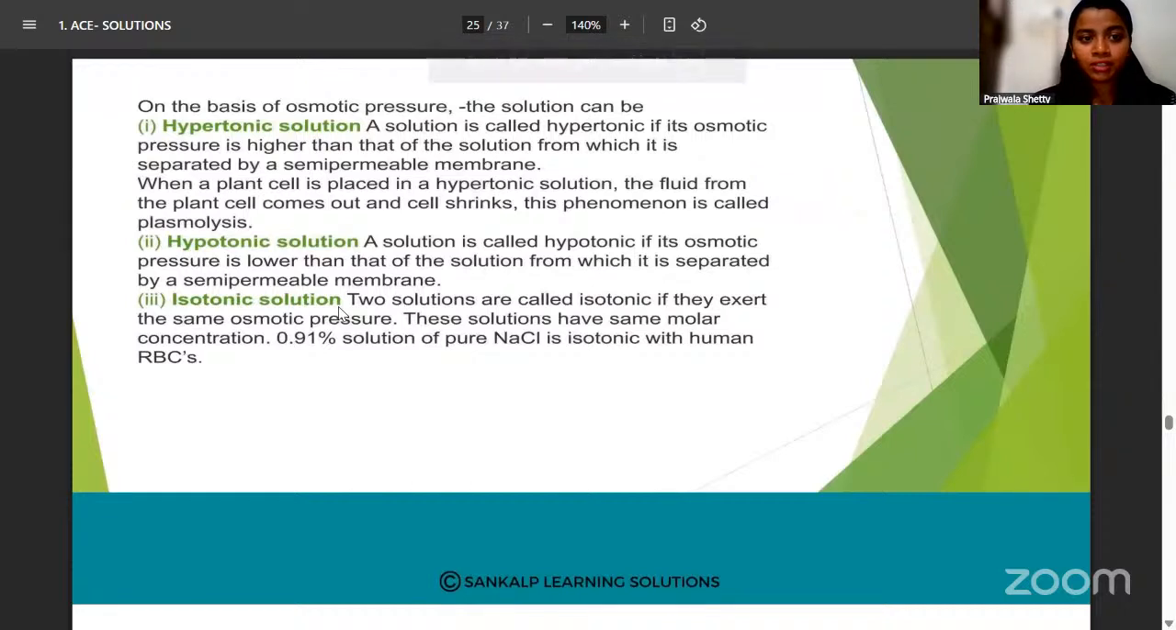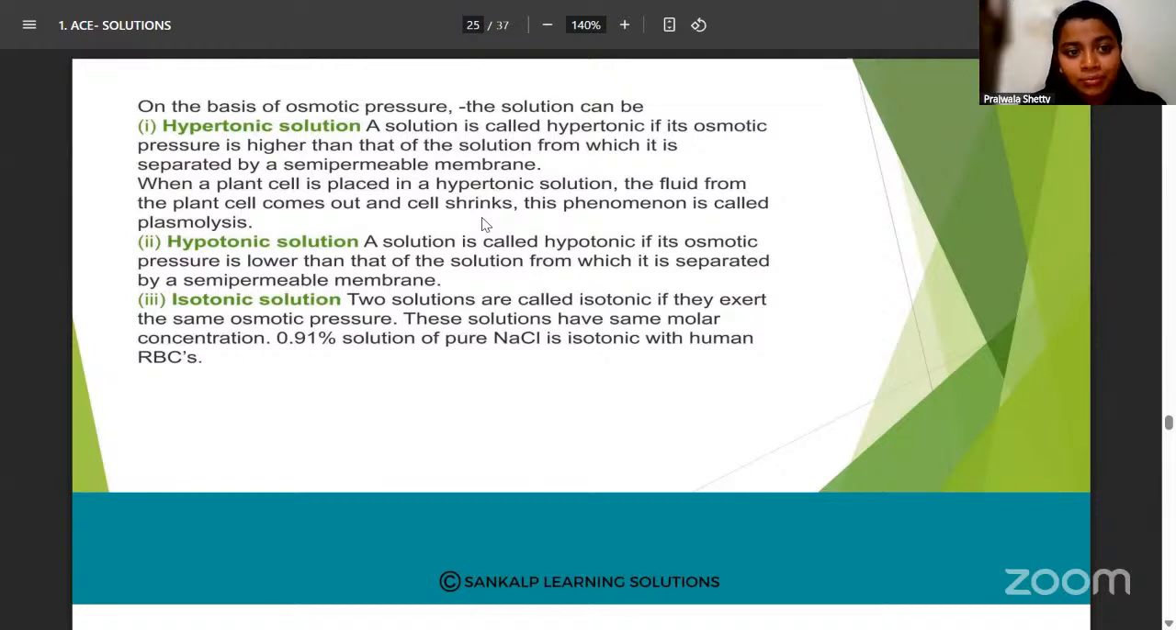You have three types of solution on the basis of osmotic pressure. Hypertonic solution, hypotonic and isotonic solutions. You would have studied these things in biology, right? Just recall what is hypertonic. What does hypertonic mean? Remember that the osmotic pressure is high. Higher than what? The solution. The osmotic pressure is higher than the solution pressure. That is where the hypertonic solution comes into the picture.